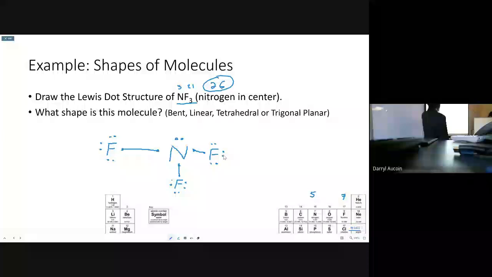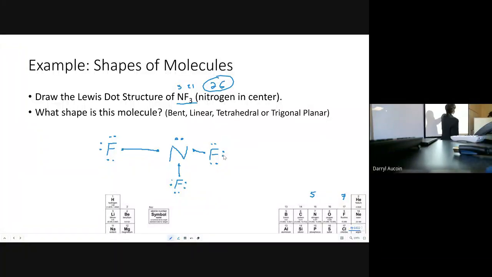So now fluorine's got 8. It's got 6 of its own and 2 that are being shared. Same for the other 2. And the nitrogen's got 2 of its own plus 6 that are being shared. So it's also got 8.